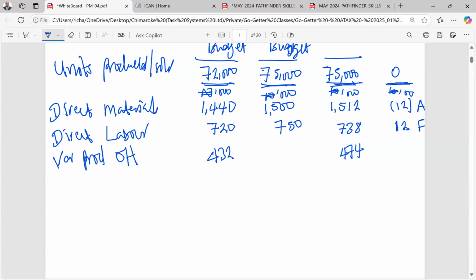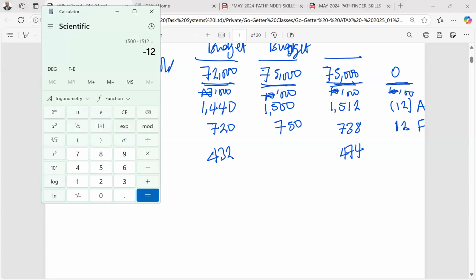We bring our calculator again. I believe you can see my calculator. 432 for the original budget here was prepared with 72,000 units. So you divide by 72,000 units. This is the value for 1, 0.006. For you to get the value for 75,000, you multiply by 75,000. And you have 450. So I will record my 450 here.